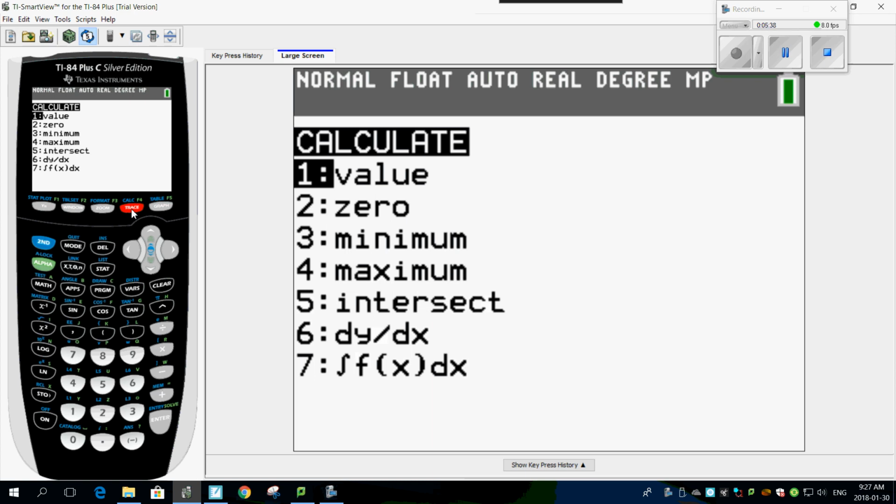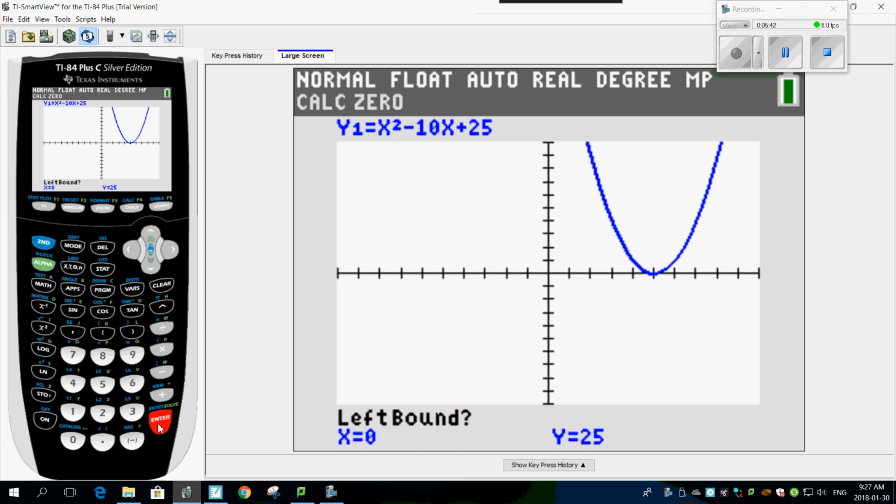Go down to 0, hit enter. Now, you want to find this root right here. So first thing that you'll notice is that it asks you for the left bound. So you want to be anywhere on the left-hand side of this thing, somewhere in that neighborhood there. Okay, so notice right now the calculator is at x equals 0. And this is where x equals 0, and it's way off the screen. So you won't even see the star at all.